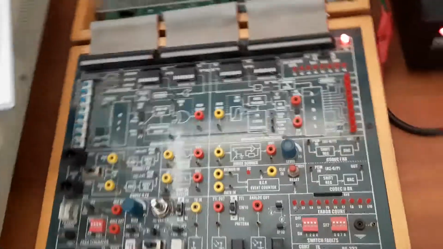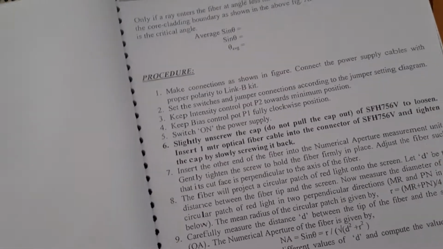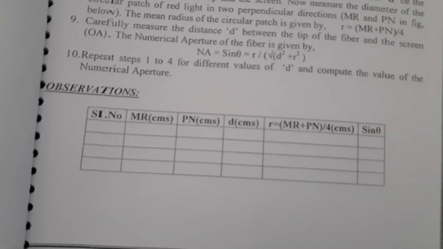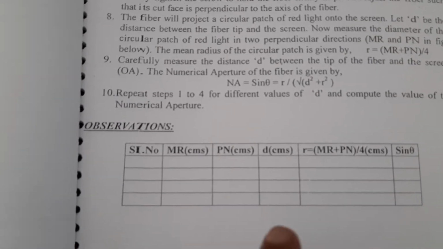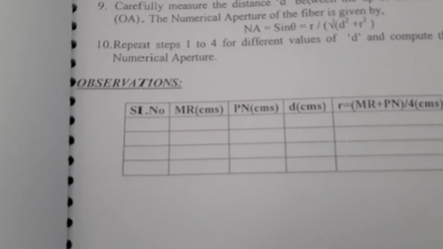Here, basically, this is the experiment and the procedure you should follow. If you see here, this is the observation you should make: MR and PN, the circular path you are getting.